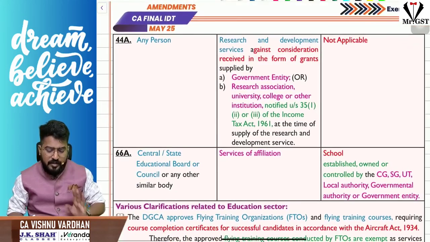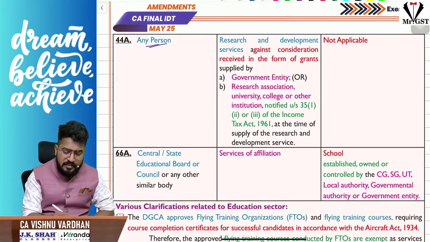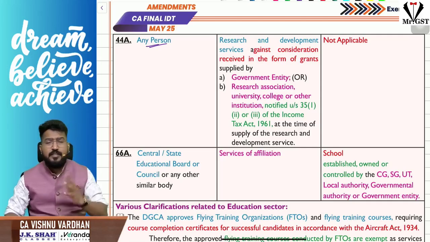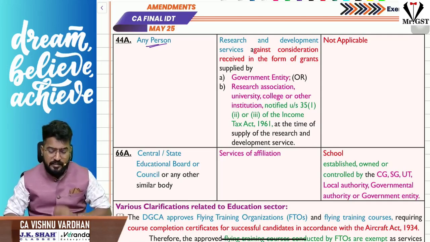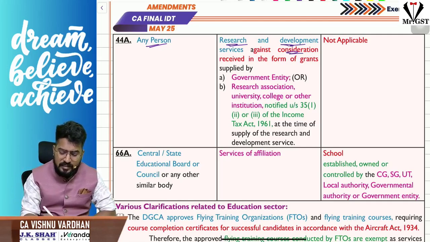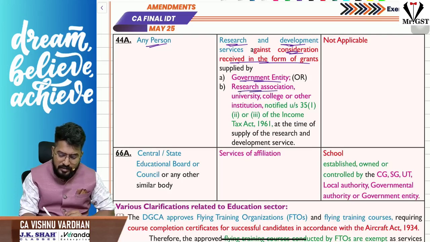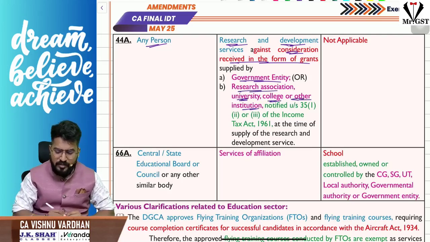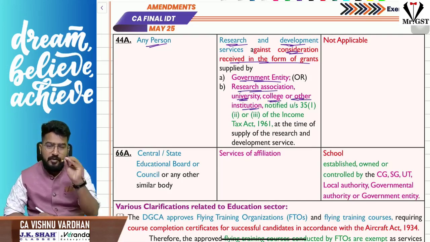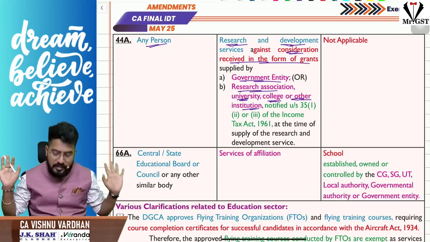Coming to another entry, generally this will be seen in PG colleges or PhD colleges where students are doing research. For research and development, they will get consideration in the form of grants. Government entities or research associations in the university, college or other notified institutions will be providing grants to people for carrying out research and development services. Those grants are exempt under GST. Am I clear? That is the point.